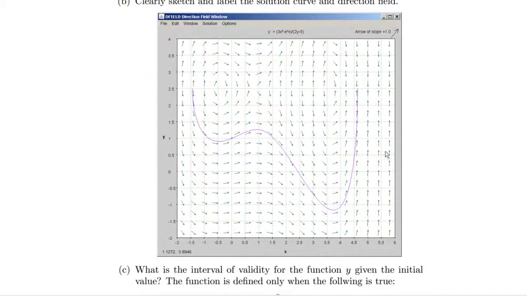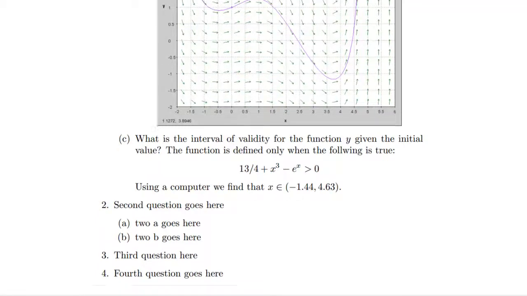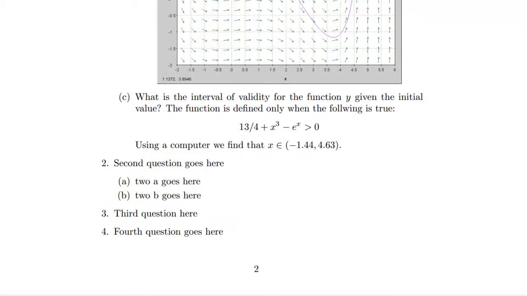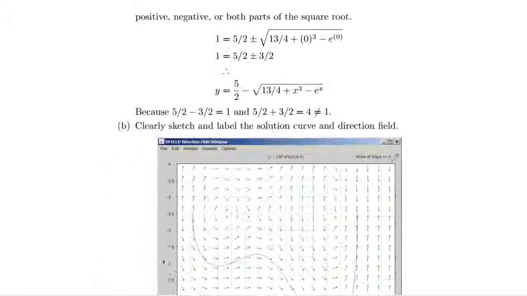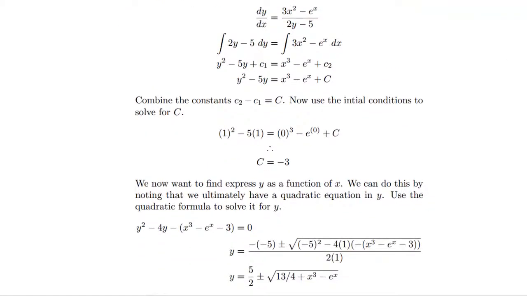Showing this part was very easy. We went and created it. We just input the image. I'll show you how to do that. And then the interval of validity, like I said, very short. The function is defined only when the following is true, because that's under the square root. Using a computer, we find that x is in this interval, and we're done. If there were more questions, they would be down there, and we'd go ahead and answer them in the same fashion. So let's have a look at how exactly, stylistically, we did this.